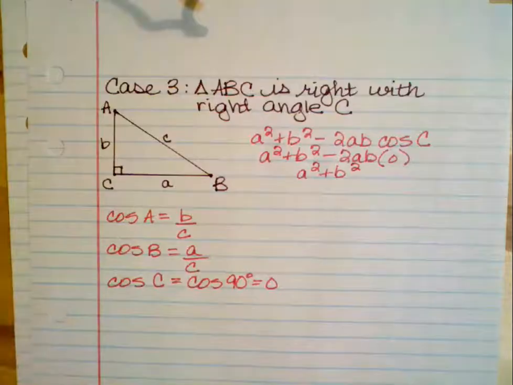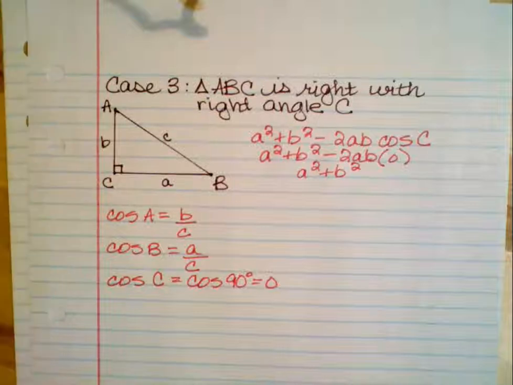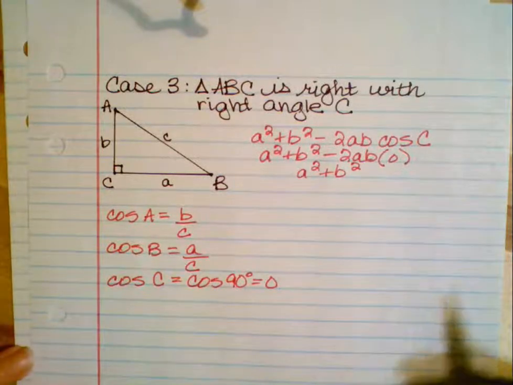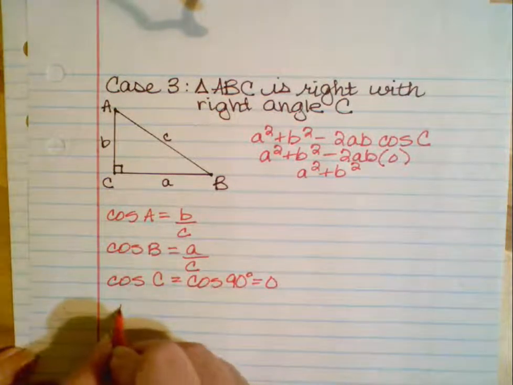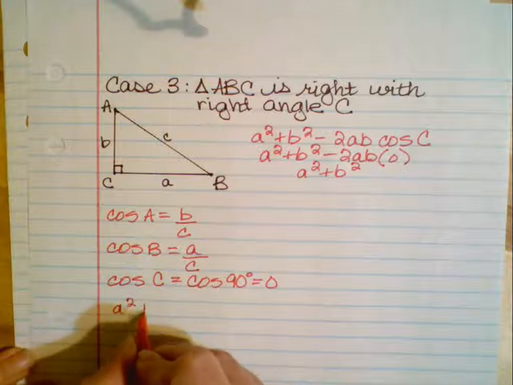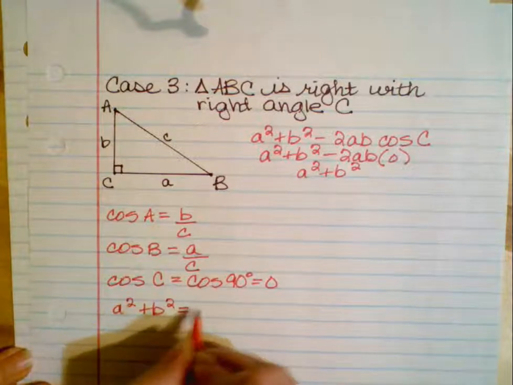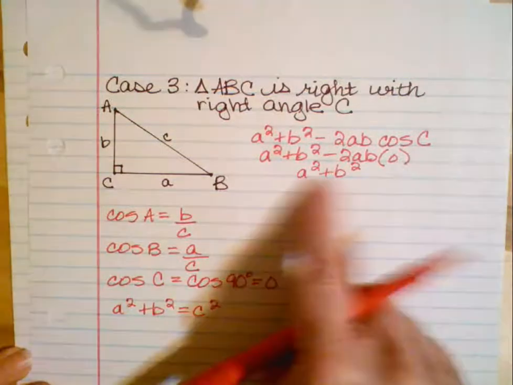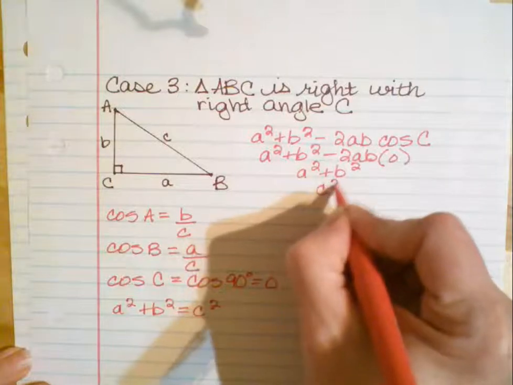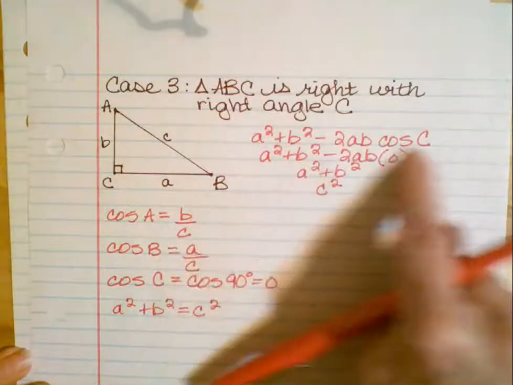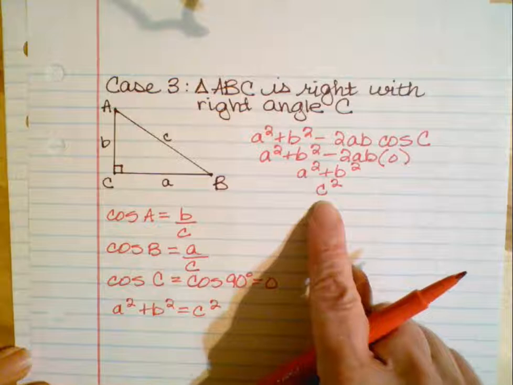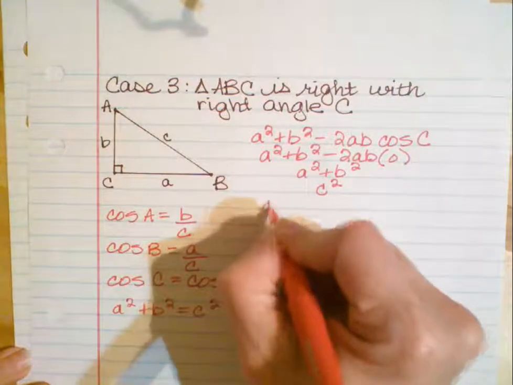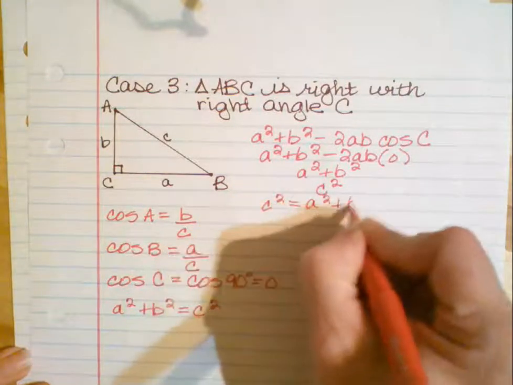Now, the other thing that we know about this particular triangle, aside from these cosine functions, is that it is a right triangle. And we know that with any right triangle, the Pythagorean theorem holds true. So what's also known is that a squared plus b squared is equal to c squared. Substituting in this position, we can see that in fact this quantity is equal to c squared, which proves one form of that law of cosines.